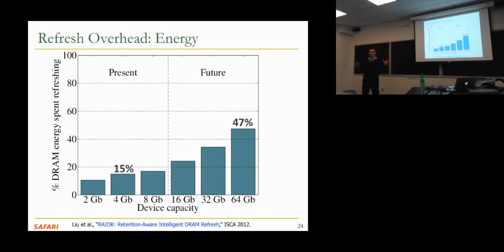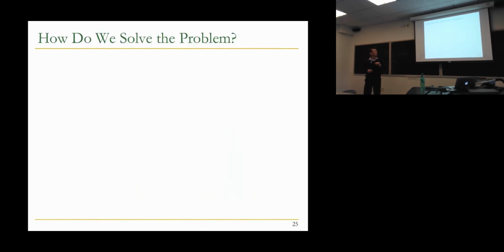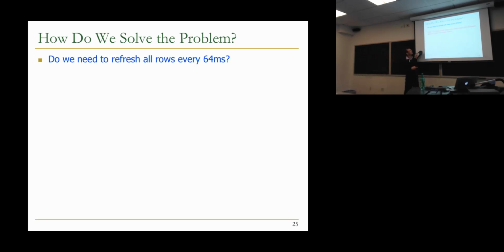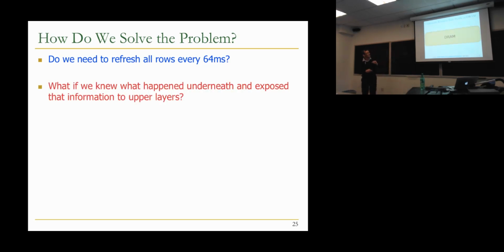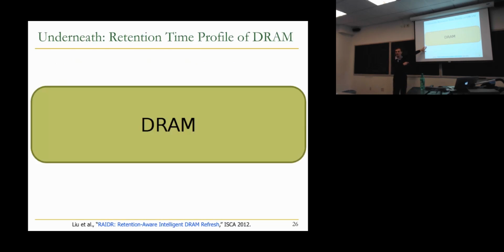And as an architect, when you're architecting systems, you would like to figure out these problems and solve them. So how do you solve this problem? I'll give you one potential solution. And it requires knowing what's going on underneath, what happens in the system. We may ask the question, do we need to refresh all rows every 64 milliseconds, right? What if you knew what happened underneath and exposed that information to upper layers? If you look at DRAM today, the memory controller is treating the entire DRAM uniformly, thinking that it needs to refresh every row every 64 milliseconds, right?